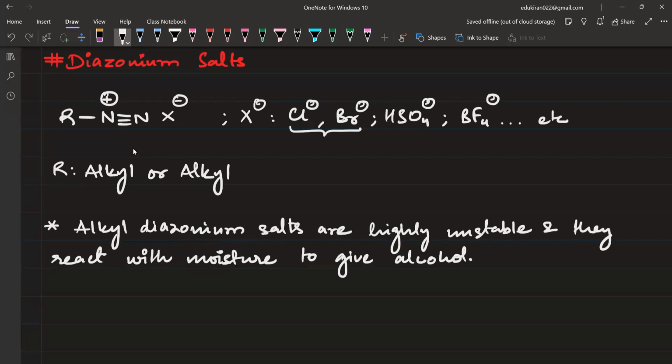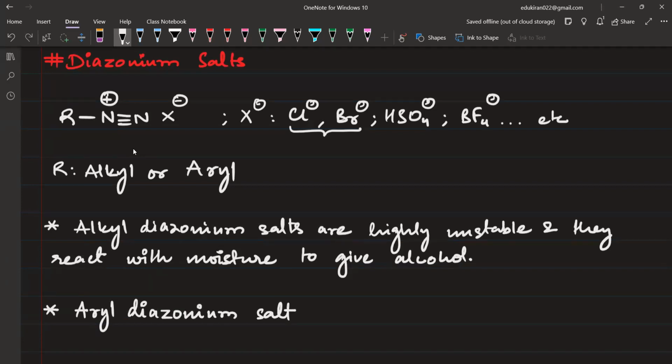Sir, R is equal to alkyl or oh, sorry, aryl, my bad. Thank you, Fia. Thank you very much. Aryl. Aryl मतलब बेंजीन वाला है ना, बेंजीन और बेंजीन डेरिवेटिव. After that, you will write aryl diazonium salt are stable at low temperature due to resonance.